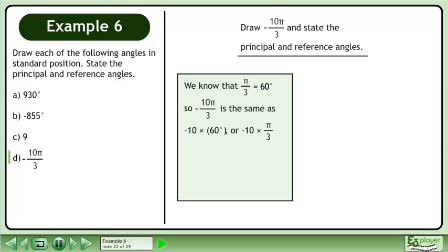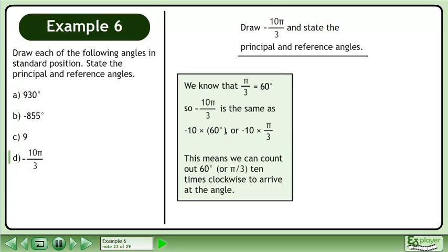We know that pi over 3 equals 60 degrees, so negative 10 pi over 3 is the same as negative 10 times 60 degrees, or negative 10 times pi over 3. This means we can count out 60 degrees, or pi over 3 radians, 10 times clockwise to arrive at the angle. In the animation, we rotate the terminal arm clockwise by 10 intervals of pi over 3. This is negative 600 degrees.